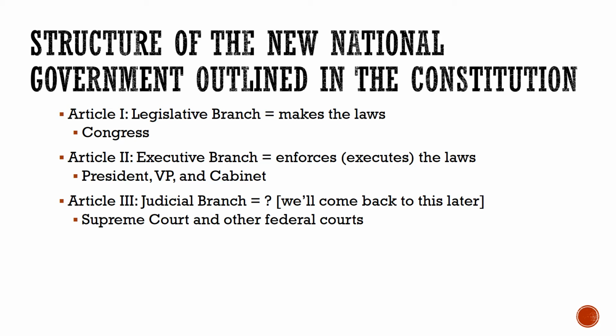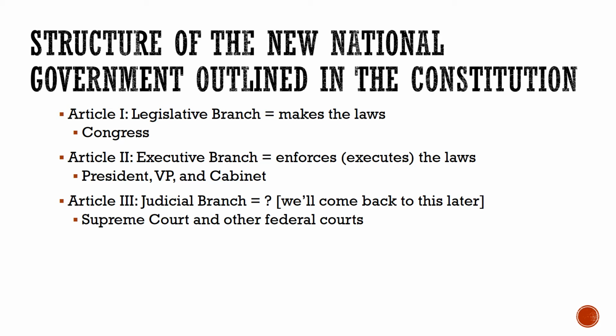Article 2 is the executive branch, and what makes this really important is that under the Articles of Confederation, we did not have an executive. There was no president of the United States. The job of the executive branch is to enforce or execute the laws or to carry them out, and I'll explain this more in just a moment. But the executive branch is made up of the president, the vice president, and the cabinet.